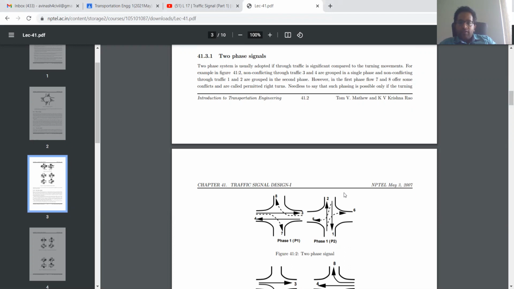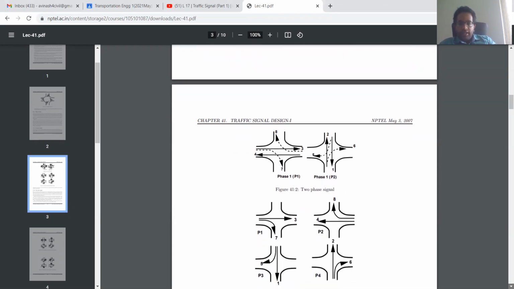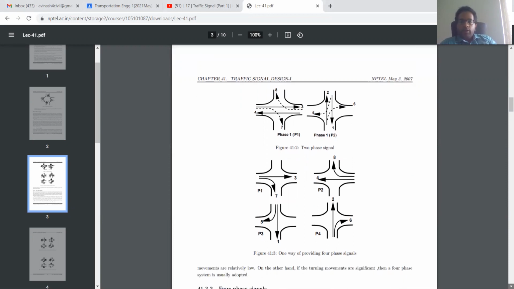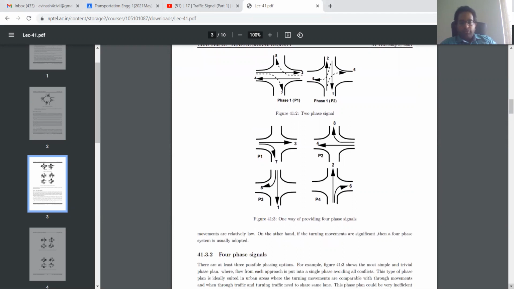Coming to the second phase. Here you can see that traffic 1 and 2 are two through traffic, and from traffic 1 there is a permitted right movement, that is traffic 6, and from traffic 2 there is a permitted right movement, that is traffic 5. So this type of signal is adopted only in situations where the turning movements are insignificant. Turning movements are completely insignificant.